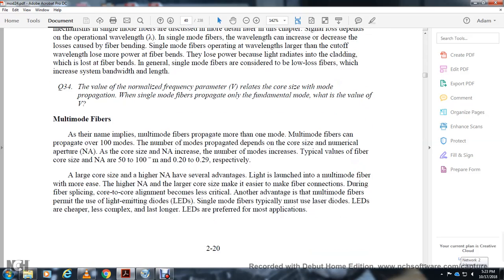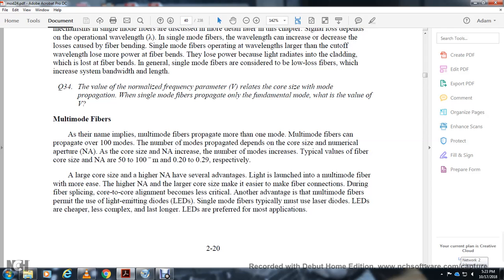Multi-mode fibers. As the name implies, a multi-mode fiber propagates more than one mode. Multi-mode fibers can propagate over 100 modes. The number of modes propagated depends on the core size and numerical aperture. As the core size and numerical aperture increase, the number of modes increases. Typical values of fiber core size and numerical aperture are from 50 to 100 micrometers and 0.20 to 0.29 respectively.